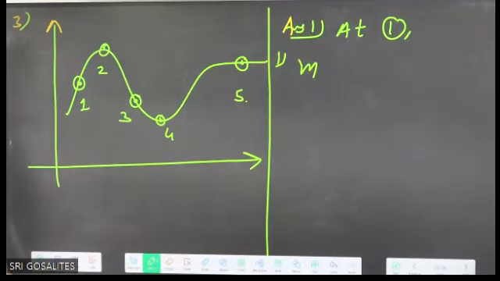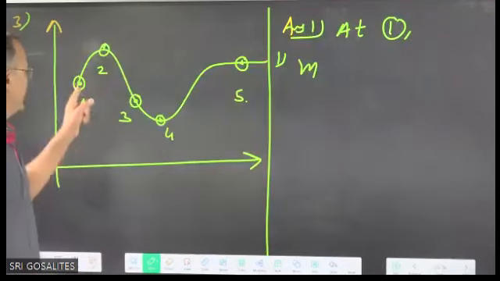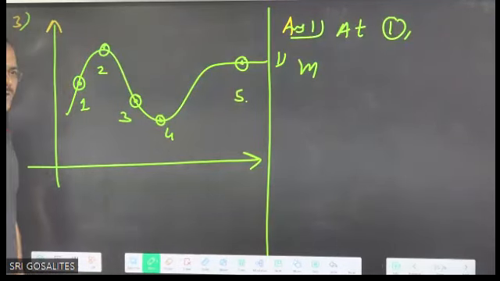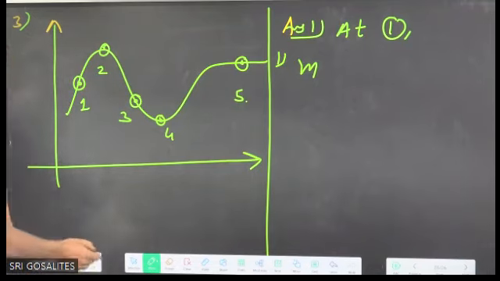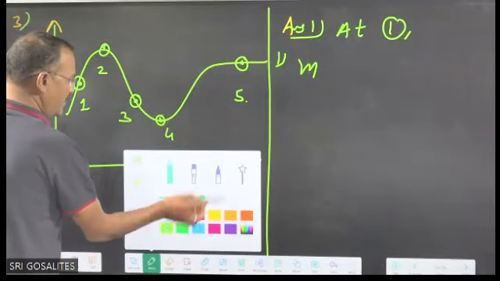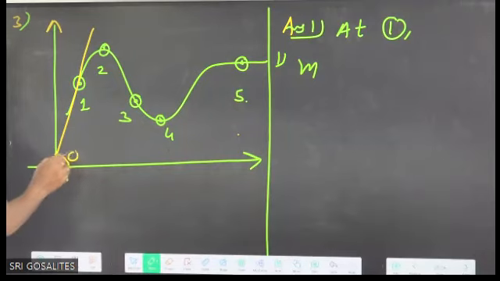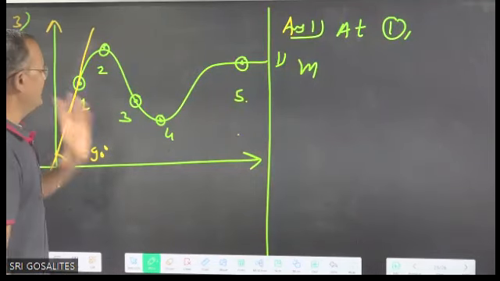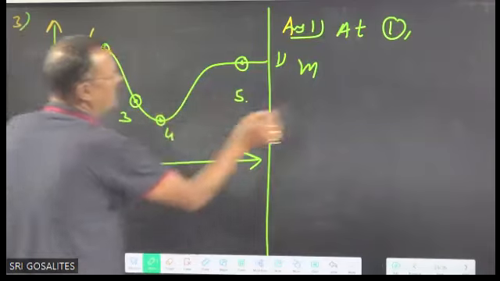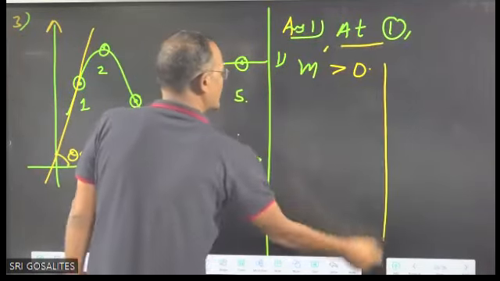Is it positive or negative? At point 1, what is the value of slope? Positive. Good. Why so? Because if you draw one tangent here, which angle is it making? Less than 90 degrees. Understand? Positive angle. So at the first point, slope is positive.